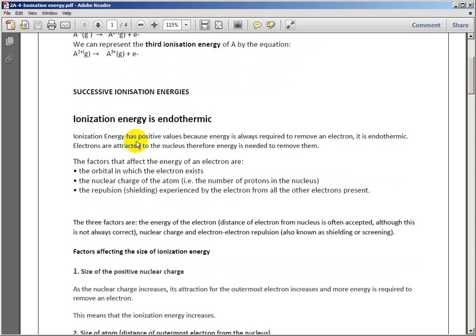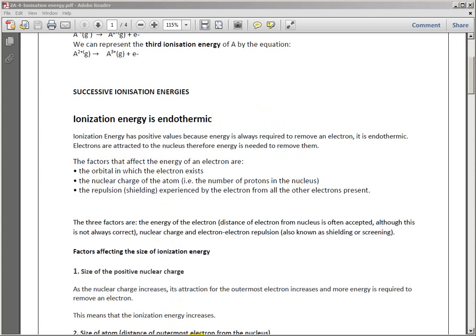Ionization energy has positive values because energy is always required to remove an electron. It is endothermic. Electrons are attracted to the nucleus, therefore energy is needed to remove them. Ionization energy depends on three factors.